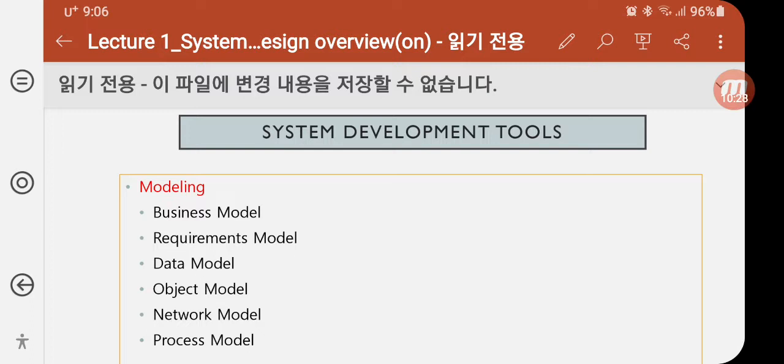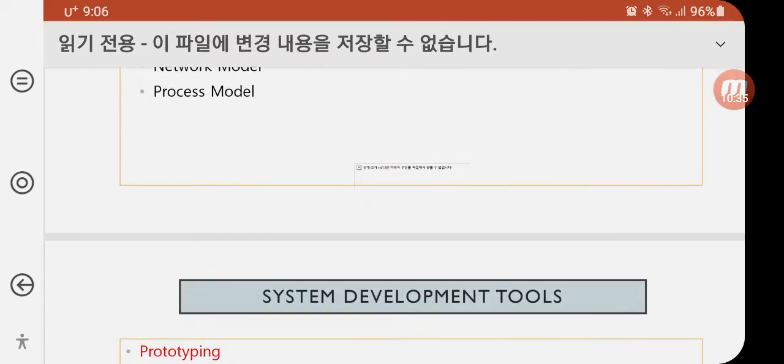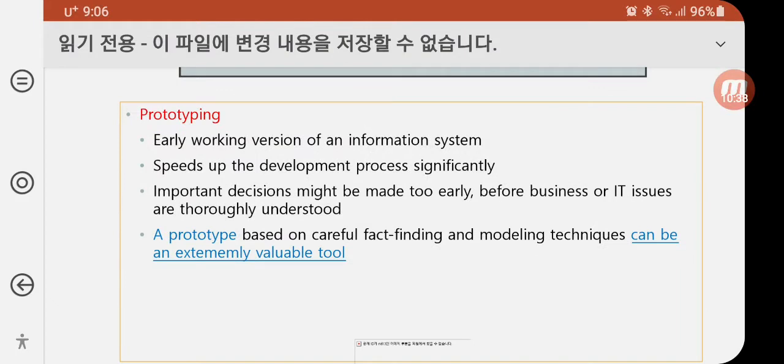Prototyping, an early working version of an information system, can speed up the development process significantly. Important decisions might be made too early before business or IT issues are thoroughly understood. A prototype based on careful fact-finding and modeling techniques can be an extremely valuable tool.